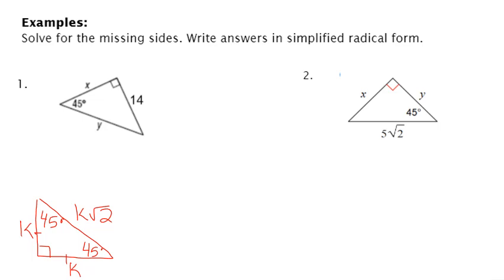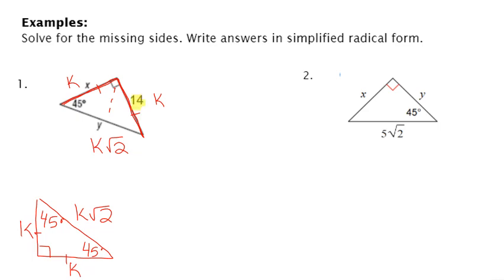So our first step is we're going to go ahead and label our ratios out. If I look at the two legs, they form the right angle, so I'm going to call both of these K. And the hypotenuse, which is across, I'm going to call K radical 2. So our first step is we're just labeling our ratios. Now we're identifying the side length they gave us.